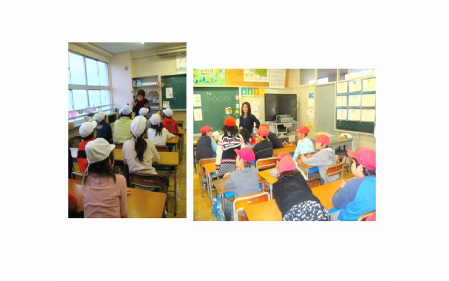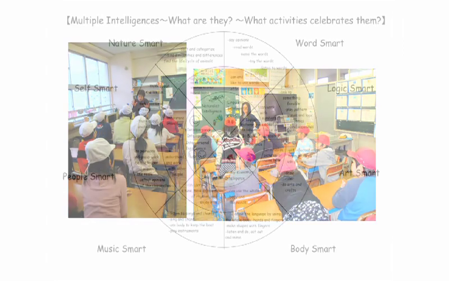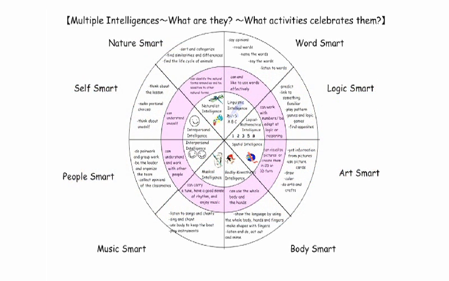Now, of course, you are familiar with the multiple intelligences theory. So in this Get 21 activity, we used Word Smart, Logic Smart, and Art Smart because we read information from the pictures. And we used People Smart because you had to work in a group. And if we worked with the 10 biggest mammals of the world, we will be using Nature Smart.